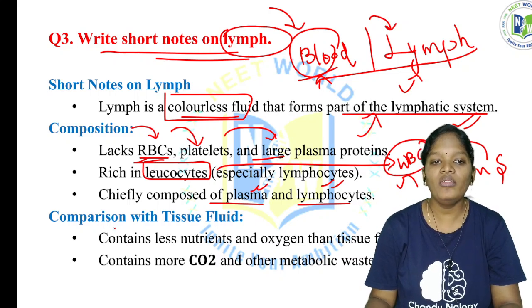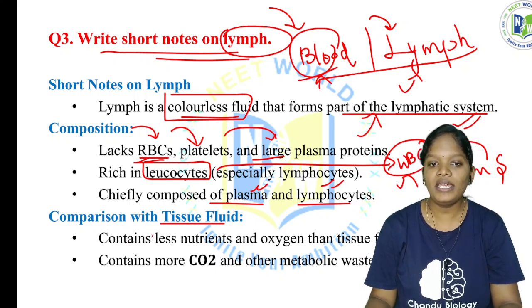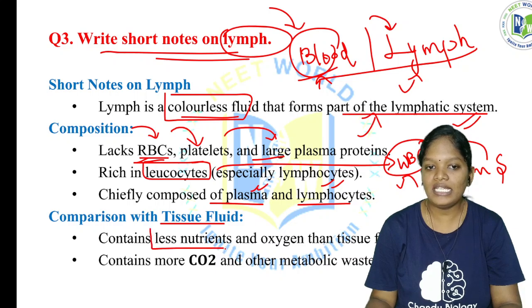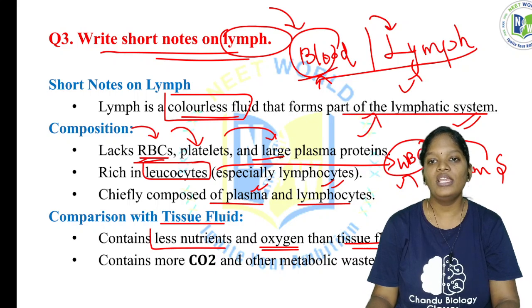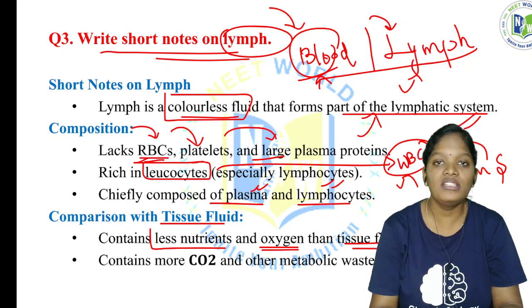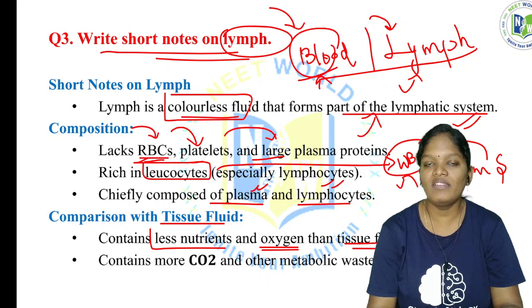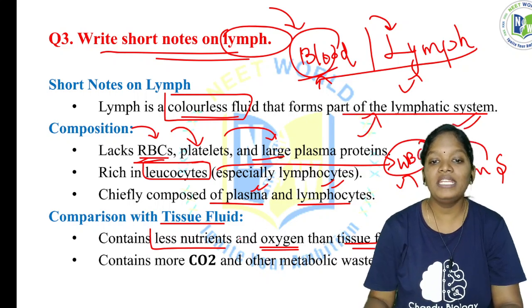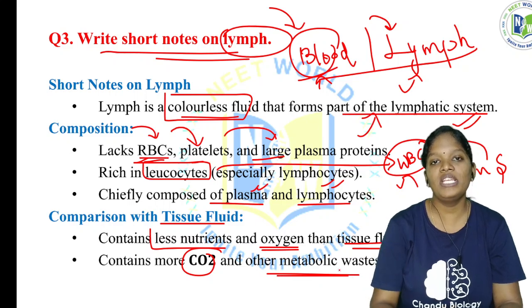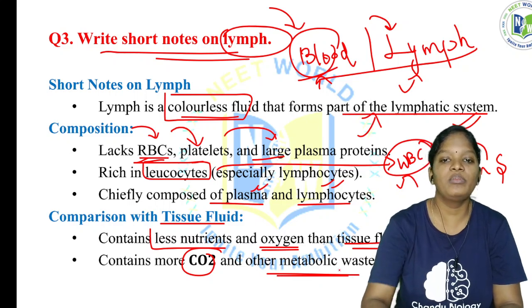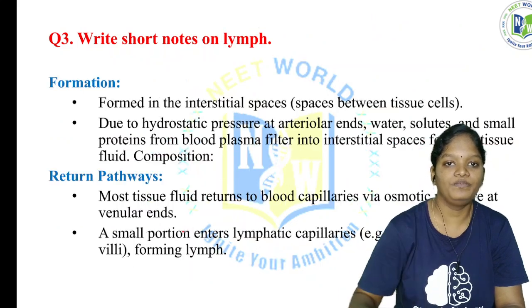How can we compare this lymph with the tissue fluid? Compared with the tissue fluid, it contains fewer nutrients and less oxygen, so lymph is somewhat different from other tissue fluid. But it contains more water as well as other metabolic waste. So the waste materials and byproducts will be present in the lymph.